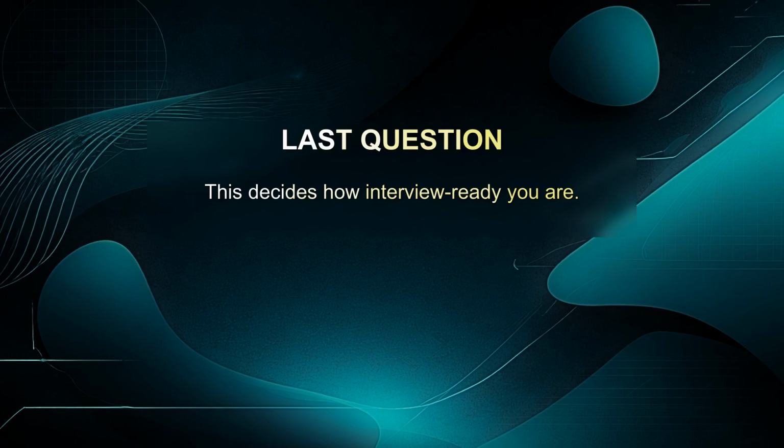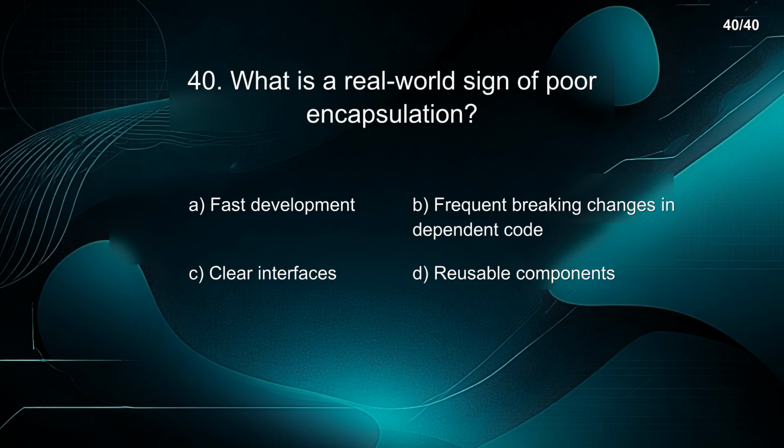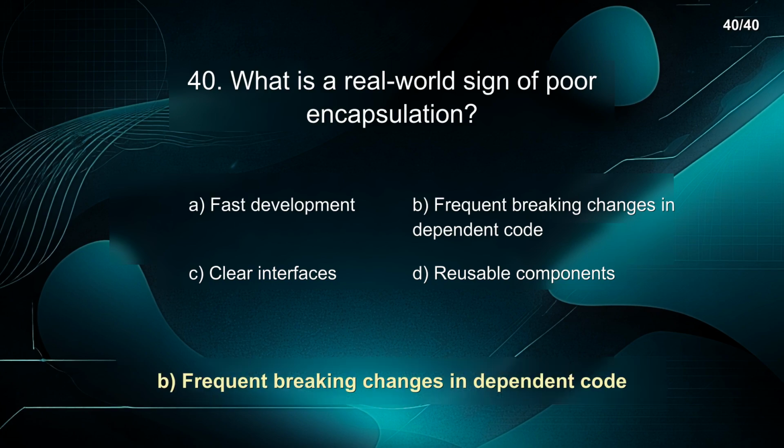Last question. This decides how interview-ready you are. 40th question. What is a real-world sign of poor encapsulation? A. Fast development. B. Frequent breaking changes in dependent code. C. Clear interfaces. D. Reusable components. Correct answer is B. Frequent breaking changes in dependent code.